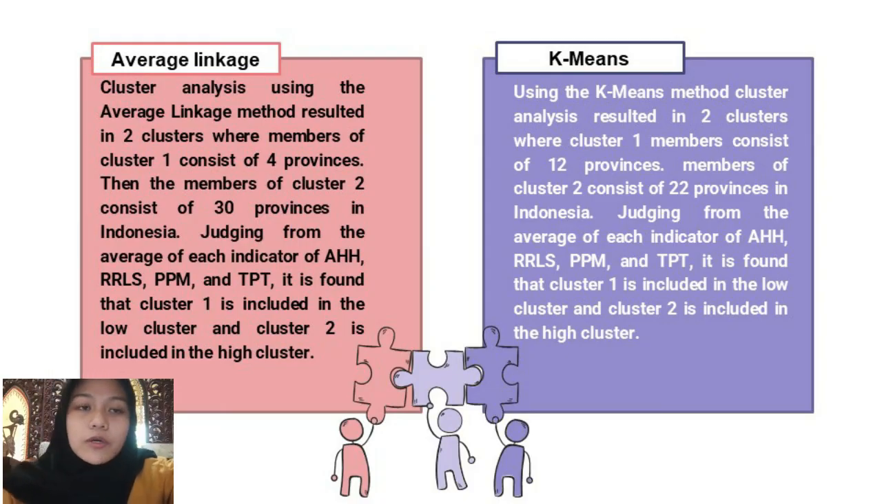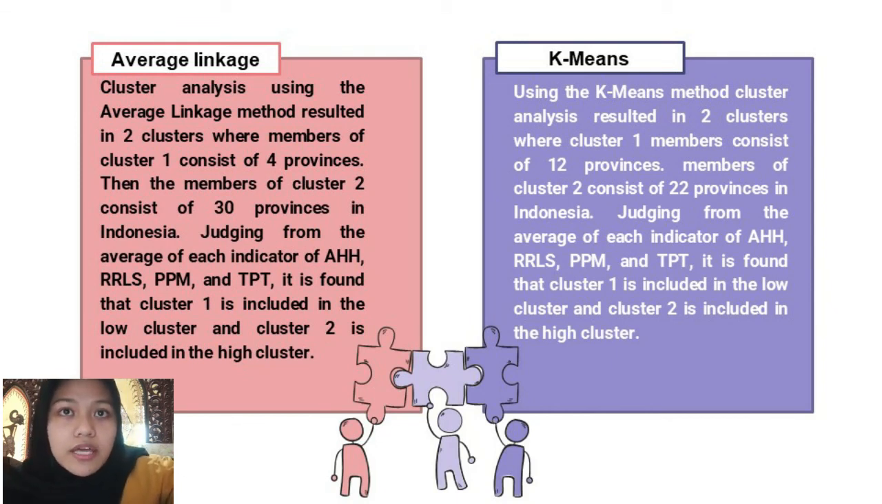And here is the conclusion. Average linkage. Cluster analysis using the average linkage method resulted in two clusters, where cluster 1 consists of 4 provinces and cluster 2 consists of 30 provinces in Indonesia. Judging from the average of each indicator of AHH, RLS, PPM, and TPT, it is found that cluster 1 is included in the low cluster and cluster 2 is included in the high cluster.